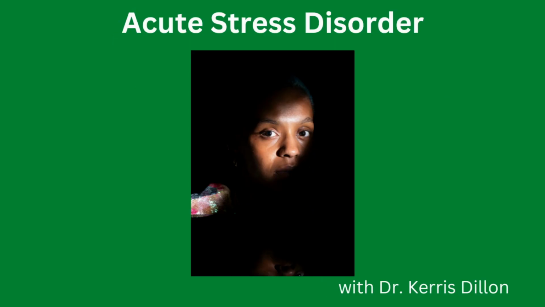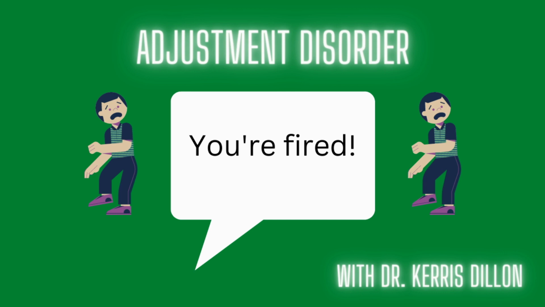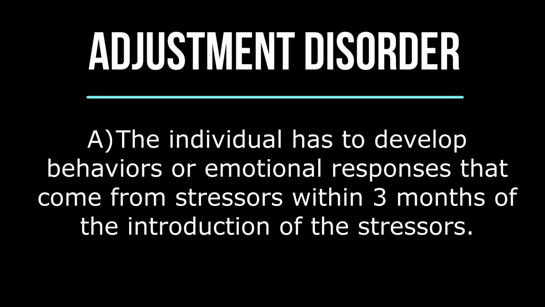Now, in the last video, we talked about acute stress disorder. In this video, we're going to describe adjustment disorders, so let's begin. In order to be diagnosed with adjustment disorders, the individual has to have the following criteria. A, the individual has to develop behaviors or emotional responses that come from stressors within 3 months of the introduction of the stressor. As an example, let's say someone gets fired from a job.